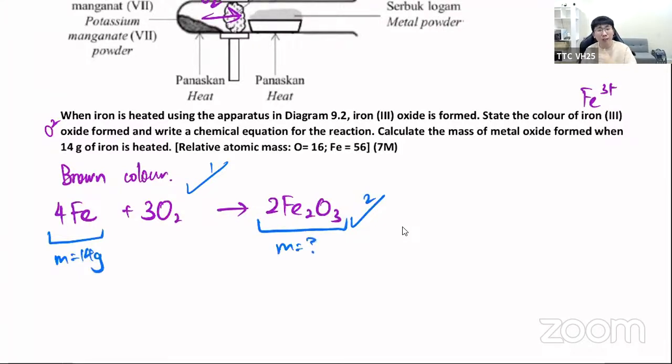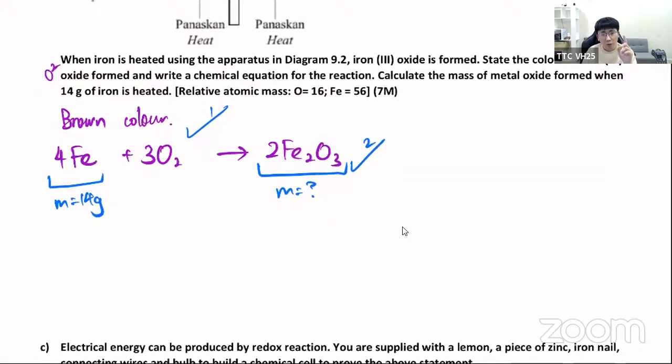Okay, so how do we do this calculation, guys? Just now, Dylan, you also asked me about this question, right? So this is a similar concept. If you learn this already, you can do it later on in the question. Here, you have the mass for Fe, but you want to find the mass of Fe2O3.